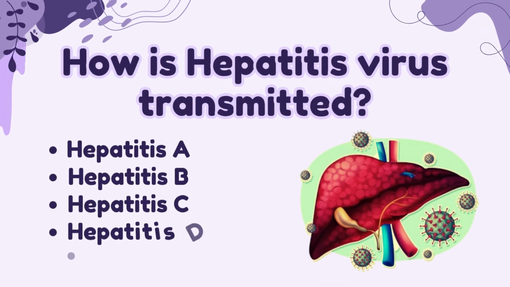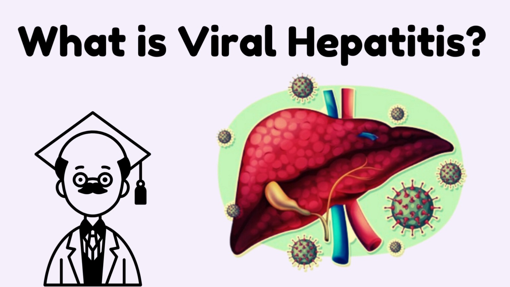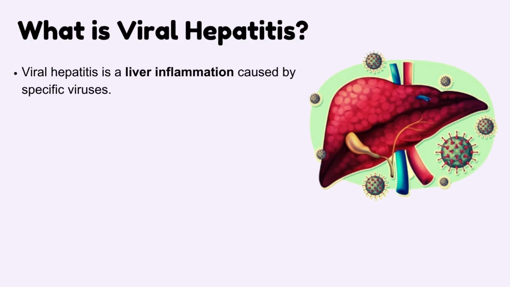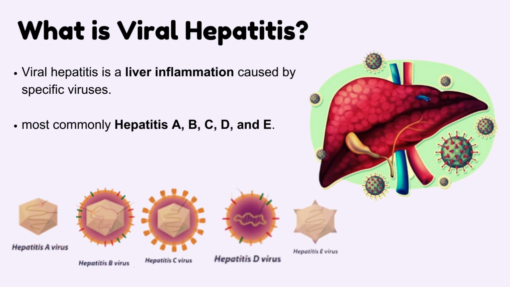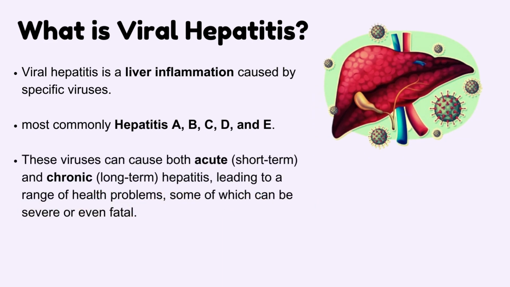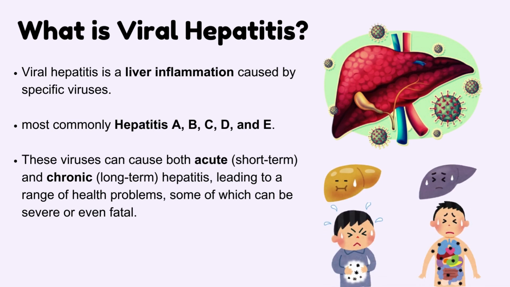How is hepatitis virus transmitted? What is viral hepatitis? Viral hepatitis is a liver inflammation caused by specific viruses, most commonly hepatitis A, B, C, D, and E. These viruses can cause both acute, short-term, and chronic, long-term, hepatitis, thus leading to a range of health problems, some of which can be severe or even fatal.